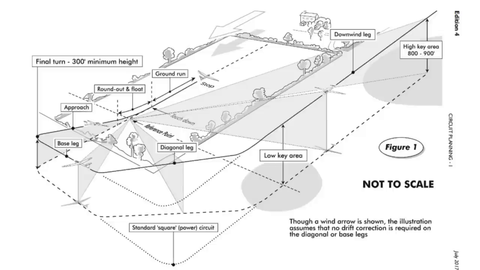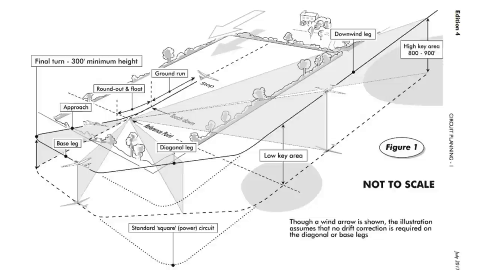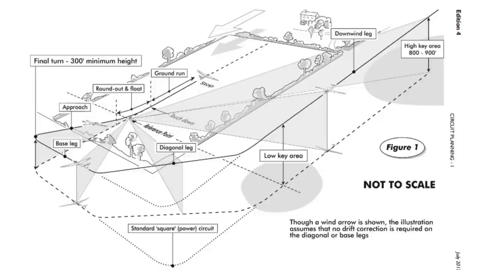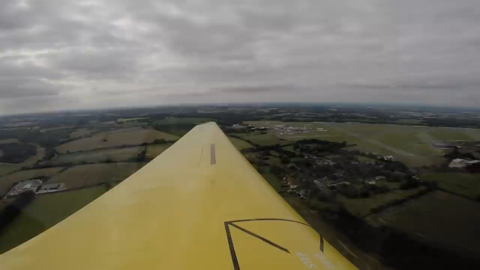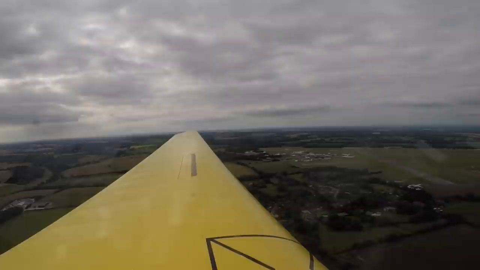So first of all, high key and low key, which are terms taken out of the military. The high key area is where we start our circuit, and that depends on how much tailwind we'll have during the downwind leg and how much height we've got. Today we'll start at high key, hopefully about 800 to 900 feet at the upwind end of the airfield. We'll fly on the downwind leg, checking the landing area and selecting our reference points, which is where we're going to look to flare once we come down to the ground.